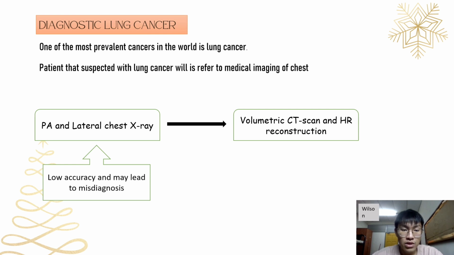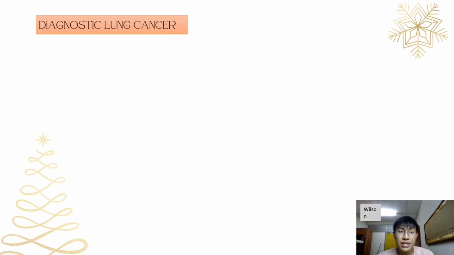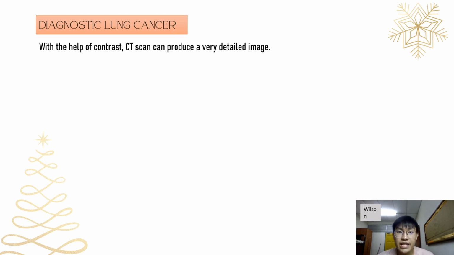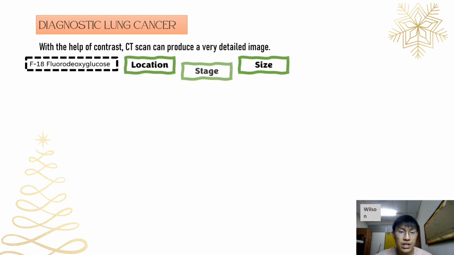On the other hand, volumetric CT scan and HR reconstruction are more accurate and produce a more detailed image. Next, the diagnosis of lung cancer needs the help of contrast to produce a very detailed image. An example of contrast is F18-fluorodeoxyglucose, and a very detailed image means that the CT scanner can determine the size of the tumor, the location of the tumor, and the stage of cancer.